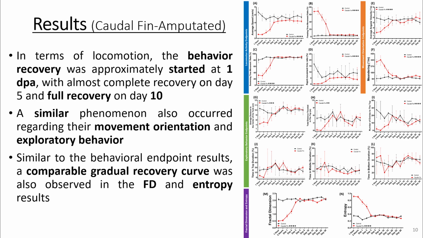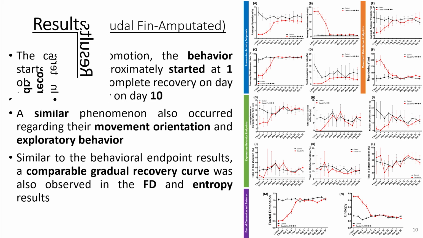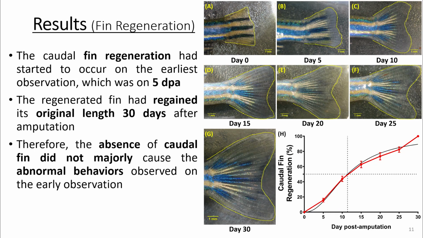Similar to the behavioral endpoint results, a comparable gradual recovery curve was also observed in the FD and entropy results. Here, the amputated fishes displayed similar FD and entropy values at 3 dpa. In order to investigate the relationship between zebrafish behavior recovery and caudal fin regeneration, the size of the caudal fin after the amputation was recorded and measured every 5 days for 30 days.